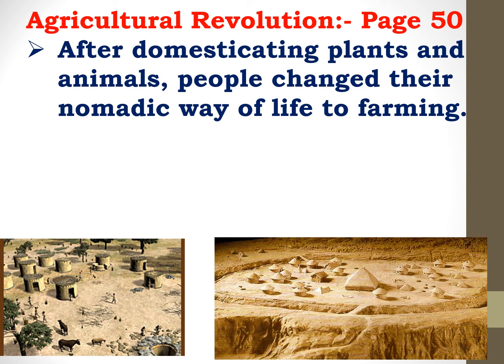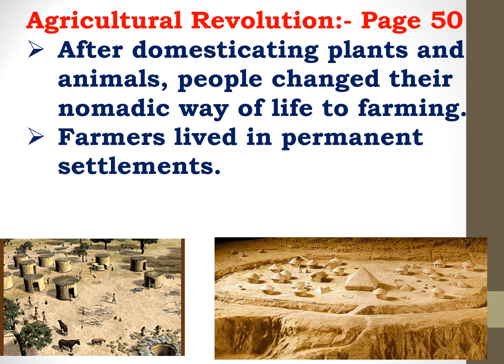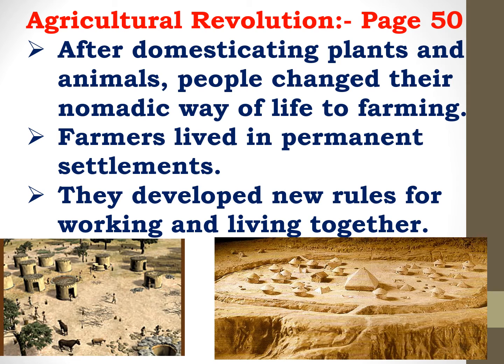So let's talk about the agricultural revolution. After people learned how to domesticate plants, they changed their nomadic way of life to farming. Farmers lived in permanent settlements instead of moving from one place to another, and they even developed new rules for working and living together.